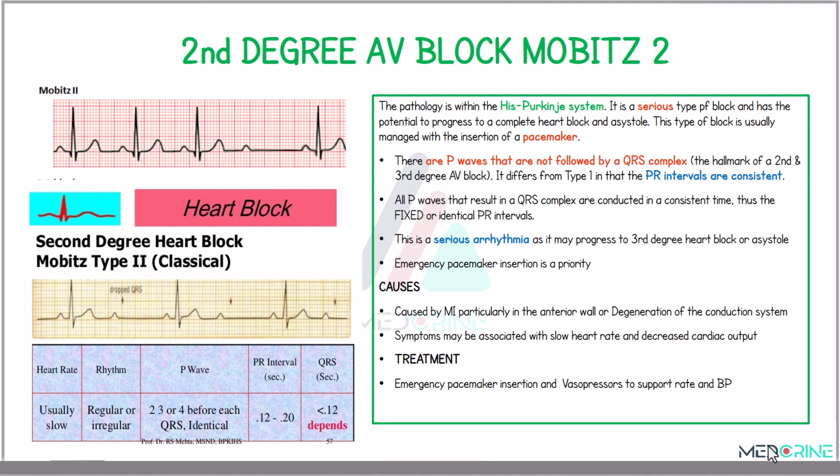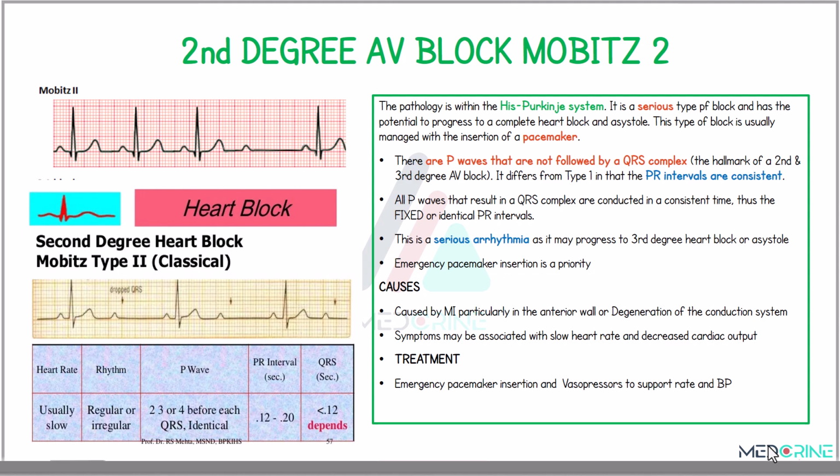It is usually caused by a myocardial infarction, particularly which happens to the anterior wall, or a degeneration in the conduction system of the heart. Some symptoms which may be associated with this type of block are bradycardia and a decreased cardiac output. And whenever we have a patient with suspected or confirmed second degree heart block, we manage it with an insertion of a pacemaker and the use of vasopressors to support the heart rate and the blood pressure.